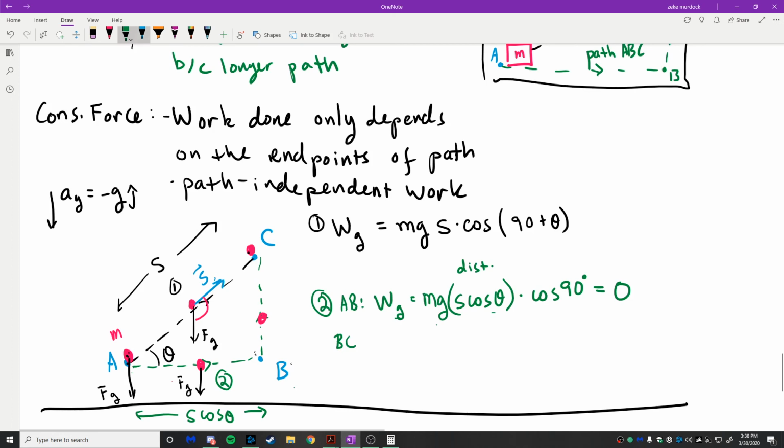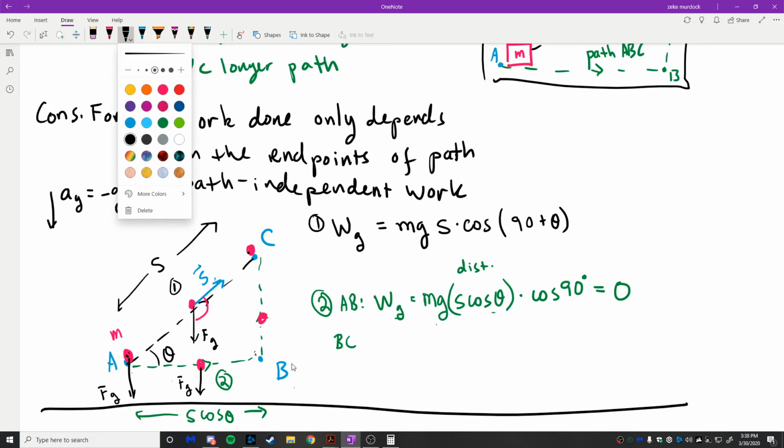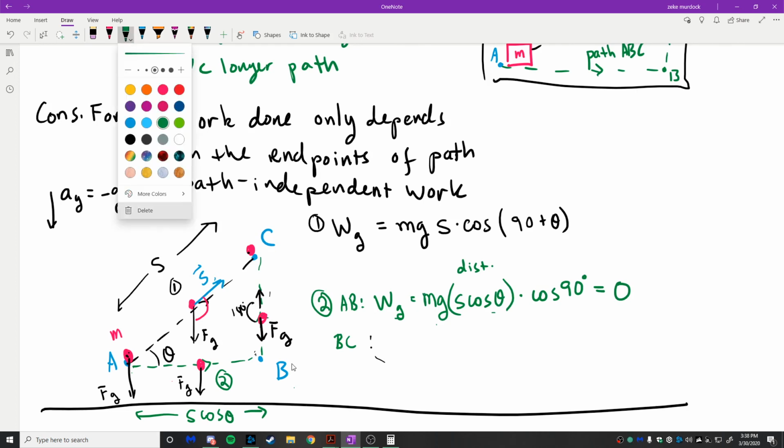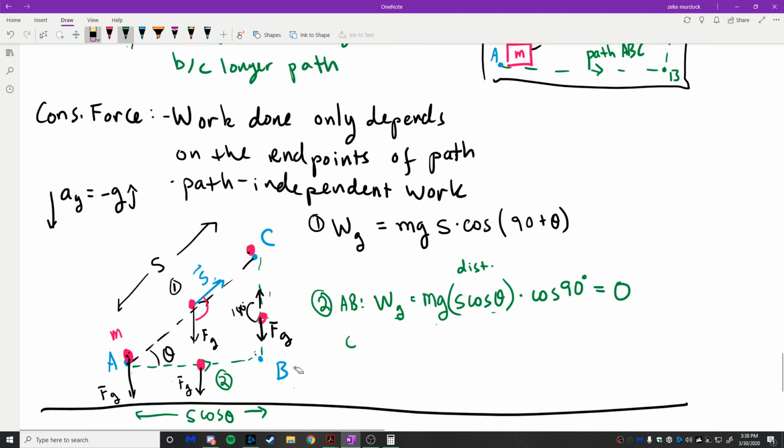Along BC, though, now the direction of the force is down. That's the force of gravity. And our path vector goes this way. So the angle between these two is going to be 180 degrees, which means that on BC, the work done by gravity is going to be equal to mg times the displacement, which in this case is the length of this side. The length of this side is going to be s times the sine of theta. So it's going to be mg times s times the sine of theta. And that's our distance. And then we have to multiply by cosine of 180.